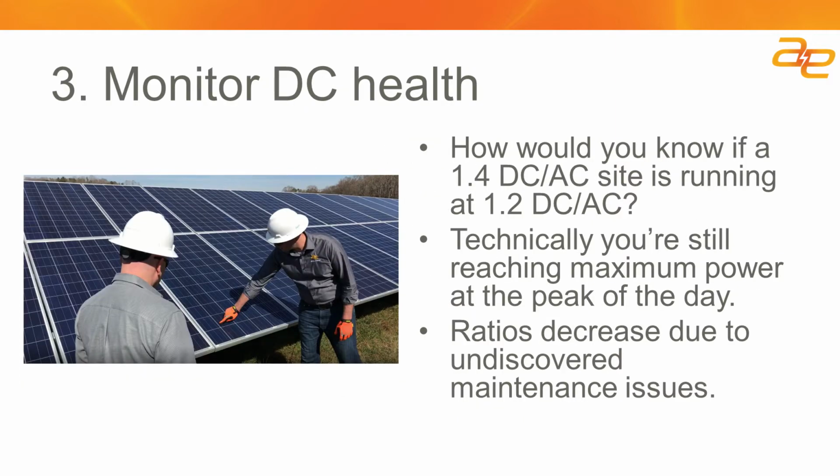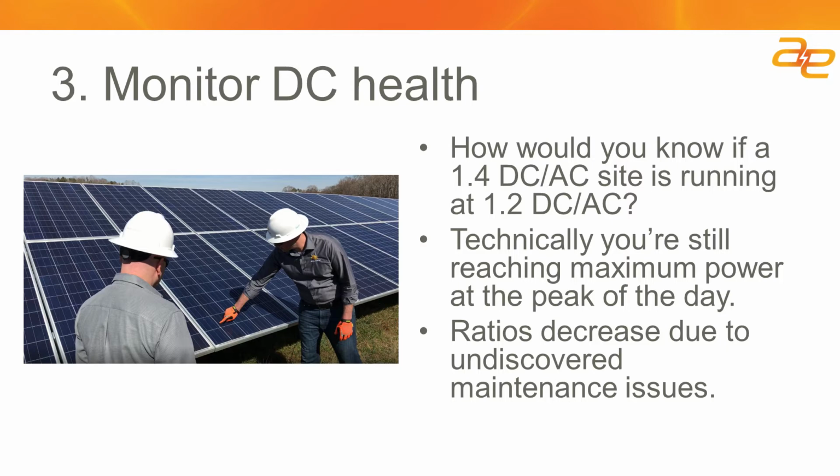And then lastly, we talk about DC health. Over time, it's really easy to see if an inverter trips offline. It's obvious when you're looking at the output of the site that you've got a problem with an inverter. Even a combiner box is easy to determine. But the overall DC health of the site is more challenging to really understand.